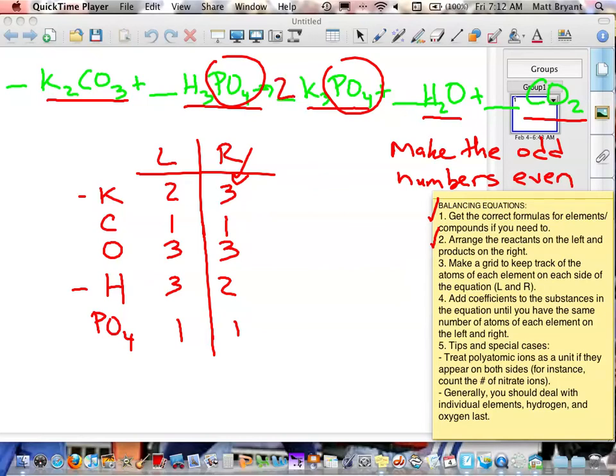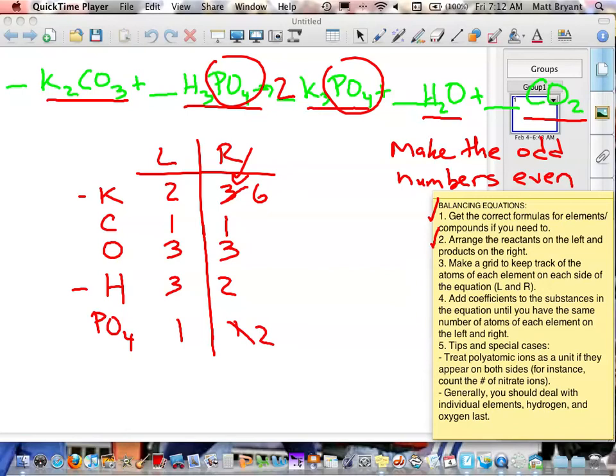Bam. So, now, keep in mind that putting a coefficient in front of a compound changes everything in that compound. So, we now have not 3, but 6 potassium atoms. We now have not 1, but 2 phosphate ions. So we've got to keep track of this stuff as we go.